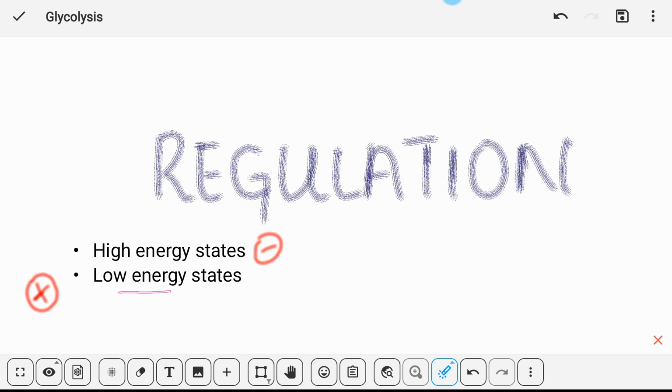But when the body is in a state of low energy, there is very little ATP available for the body to carry out its normal metabolism. Our body will require more glucose to push it into the process of glycolysis to produce energy. So low energy states activate, high energy states inhibit. This will help you in memorizing the regulated steps.